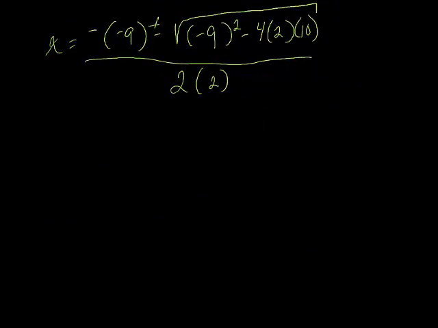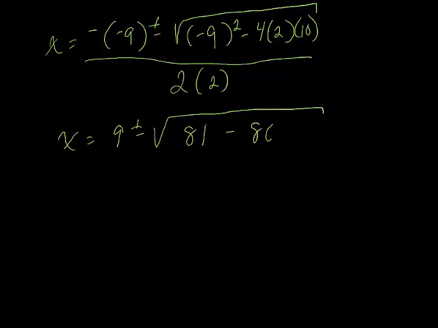So now we're going to simplify. So -9 is 9 plus or minus -9 squared is 81. 4 times 2 is 8 times 10 is 80, all over 4. So continuing on simplifying, this is 1. The square root of 1 is 1. So we're going to say x equals 9 plus or minus 1 over 4.